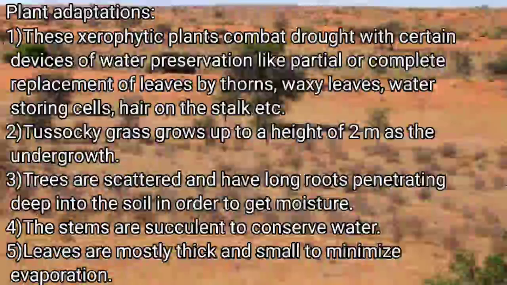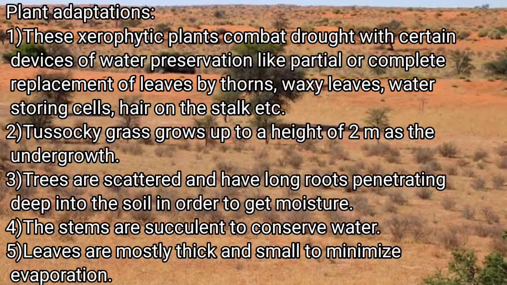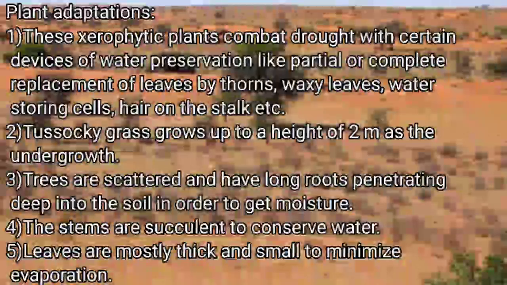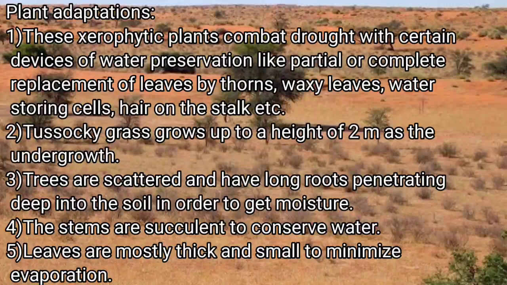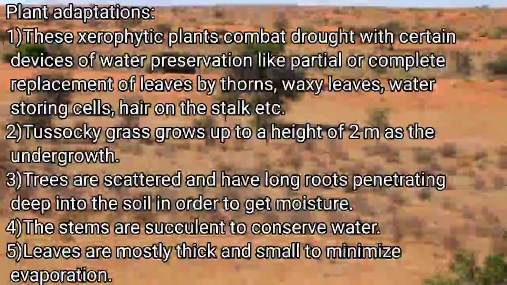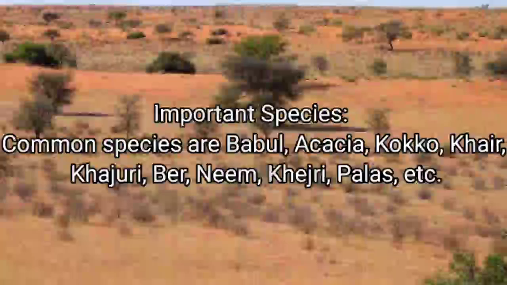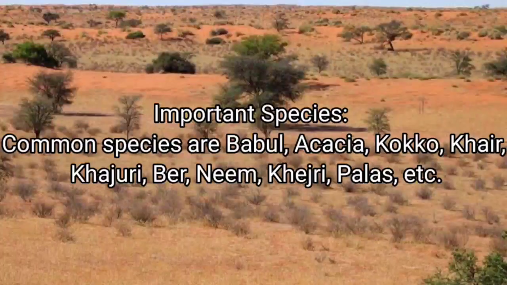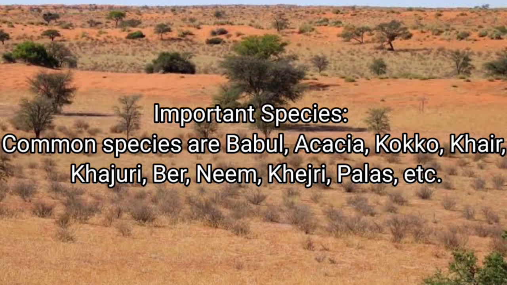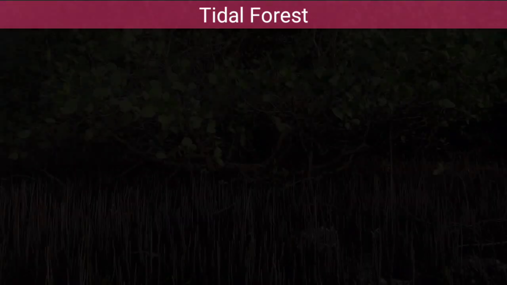Tussocky grasses grow up to a height of 2 meters here, and the trees are scattered and have long roots so that they can get moisture from underground. Stems are also succulent, which can conserve water. Leaves are mostly thick and small to minimize transpiration, the process of evaporation. Important species: babul, acacia, khair, kokko, khejri, palas, neem, etc. are found in those areas.